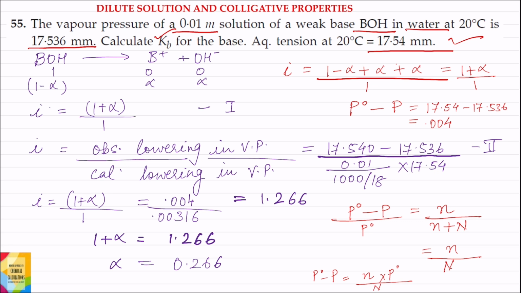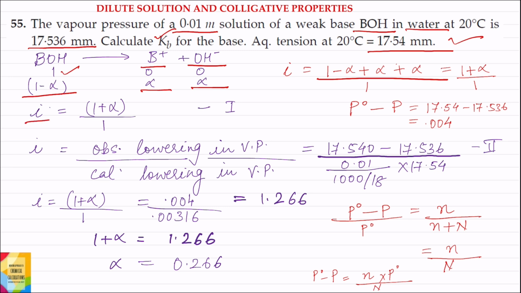The equation for dissociation of the base will be BOH dissociating into B plus and OH minus ions. Initially, let the moles of base present be 1 mole, and the number of moles of B plus and OH minus ions is 0. Now when BOH dissociates to give B plus and OH minus ions, then out of 1 mole if alpha moles dissociate, the remaining BOH in the solution is 1 minus alpha moles. Moles of B plus ions is alpha and moles of OH minus ions is alpha.